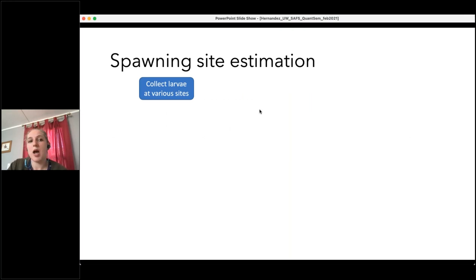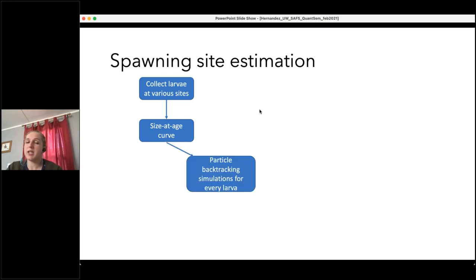So I want to estimate spawning sites. It's a little bit complicated, so I'm going to go through it slowly. We collect larvae at various sites, and we create those size at age curves that I just showed you on the last slide. Then I do particle backtracking simulations for every larva that we collected, right? We estimate the age of every larva, and I run particle backtracking simulations. I'm using a model called the Connectivity Modeling System, or CMS, and that uses some stochastic kicks. And so we get a cloud. I run 1,000 particles for each larva, and I get a cloud of the most likely spawning locations.